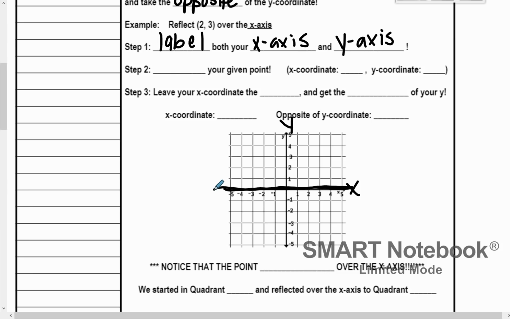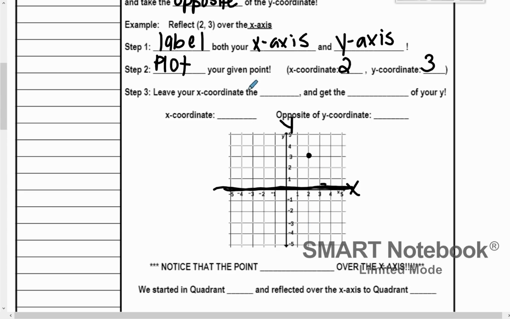Our step 2 is going to be to plot our given point. The point that we were given here is (2, 3), so our x-coordinate is 2, x always comes first, and then our y-coordinate is 3, our y-coordinate always comes second. We're going to go over 2, up 3, and that dot should go right about here. Now to do the reflection. It's going to be over this line, so we know our dot should be somewhere over here, exactly the same distance, just on the other side.